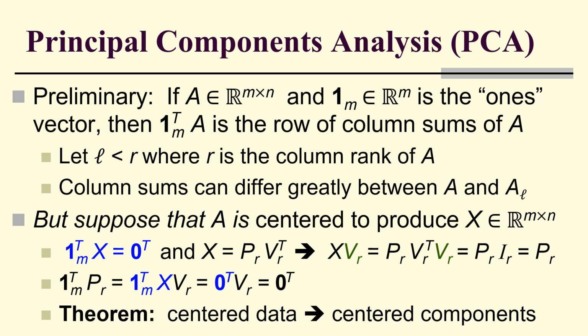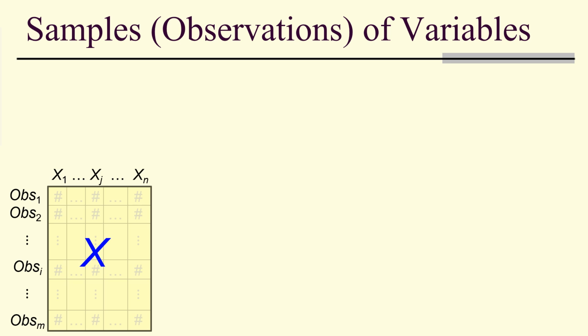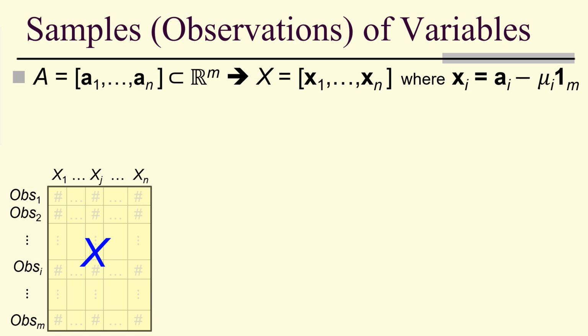In other words, centered data means we get centered components, which means that we preserve the column means because they're all zeros. So in summary, we have a matrix A, which is samples or observations of variables. That means our columns are in R^m, and R^m samples of variables A1 to An. We center that data. Now we have bold x1 to xn, which are centered. Their sum is 0. So these columns now sum to 0.